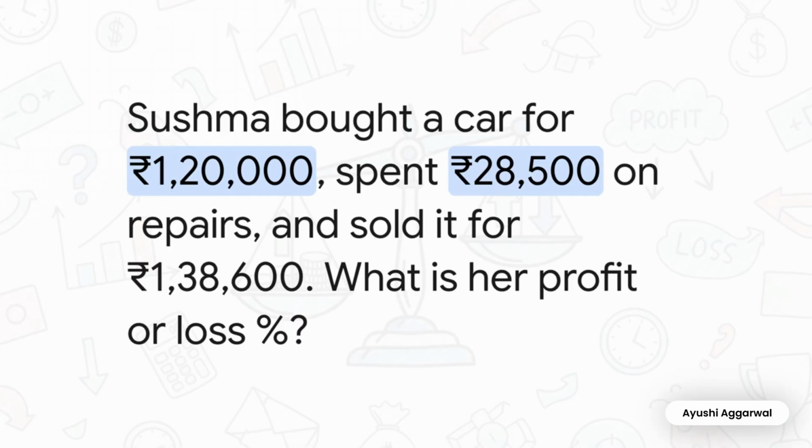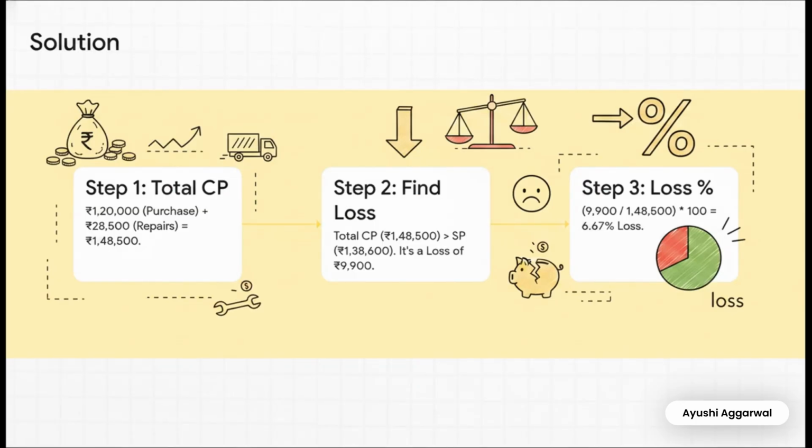Okay, take a look at this question. Sushma bought a car for 1,20,000 rupees, spent another 28,500 on repairs, and then sold it for 1,38,600. We need to find her profit or loss percentage. Now, right here, there's a very common exam trap. A lot of students in a hurry will only consider the purchase price as the cost price. But that's not the right way to do it.